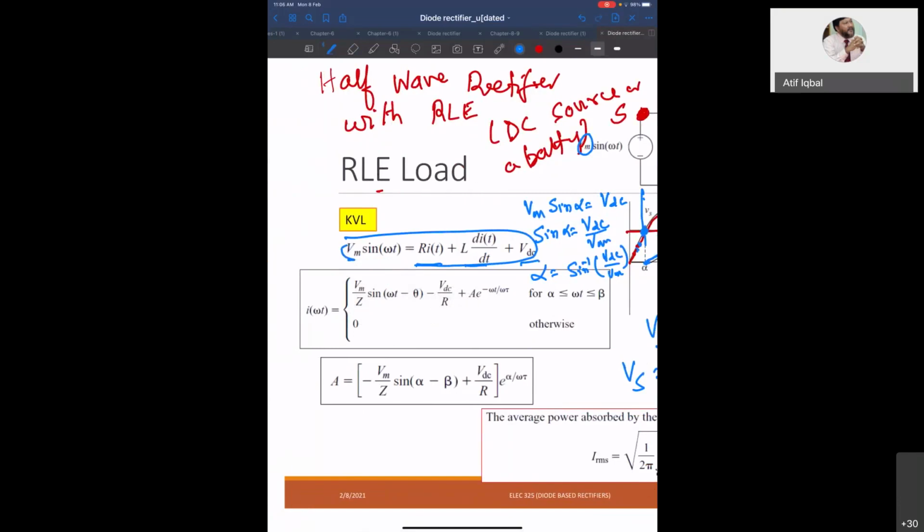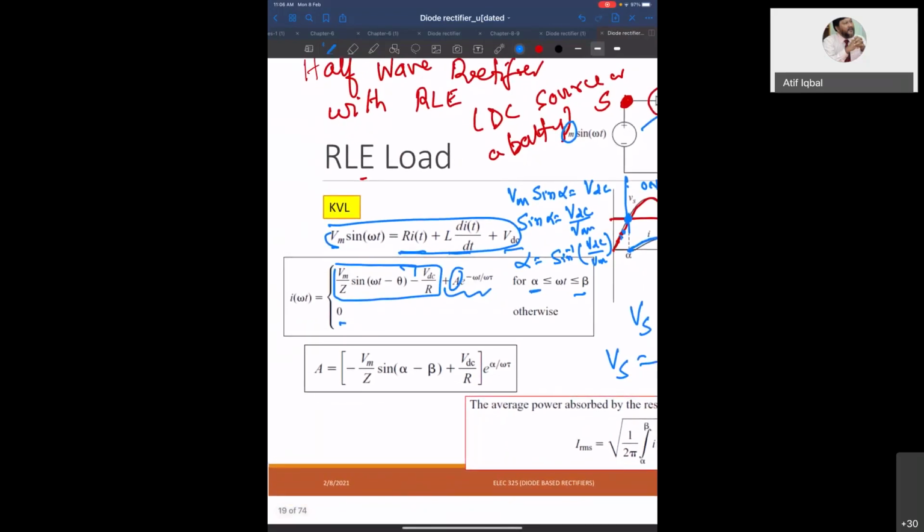So it has the forced response and it has the natural response. The forced response is this part, and the natural response is this part. And this current only exists between alpha and beta. Otherwise, it remains zero.